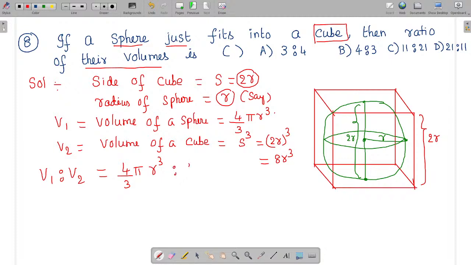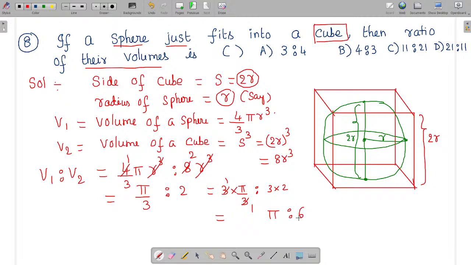Here, r cube cancels. 4 1 ja 4, 2 ja. Now what remains is pi/3 is to 2. Multiply this by 3: 3 into pi/3 is to 3 into 2. 3 1 ja 3 cancel. We have pi is to 6. Clear now?